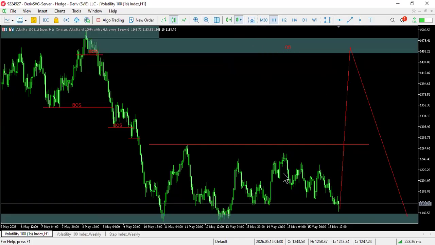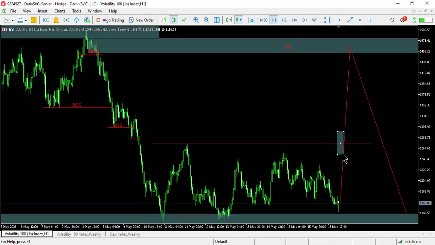Therefore, if we are to position for a buy on volatility 101S, we have to wait for price to clear this resistance level. So we're going to wait for price to clear this resistance level, and then when we have a candlestick that is closing above this resistance level, we can buy and then ride it up to the top to that order block, because eventually we are looking for a sell. Therefore, the buy is just going to be a scalping trade.